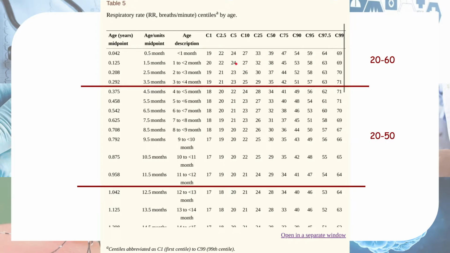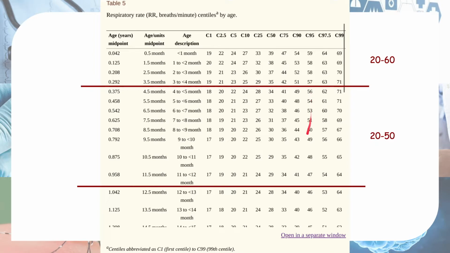So we look at the 5th percentile and the 95th percentile. We just approximate and give it a nice number. So from here, from birth to about 4 months, the 95th percentile, so the upper limit is about 60, and then the 5th percentile is about 20 if you round down to the nearest tens. Then in the infants, which is about 4 months to 1 year, you have about 50.